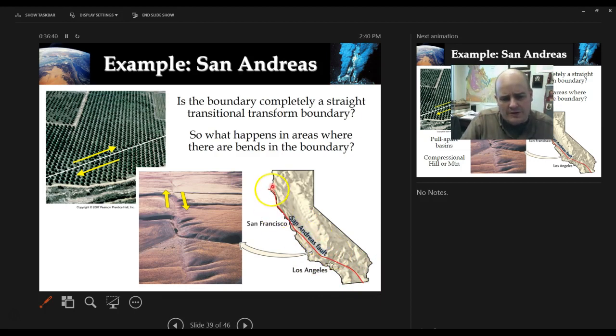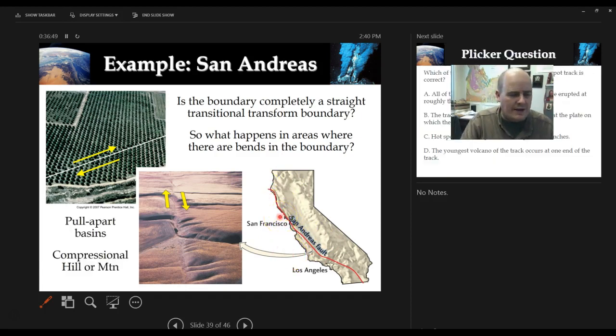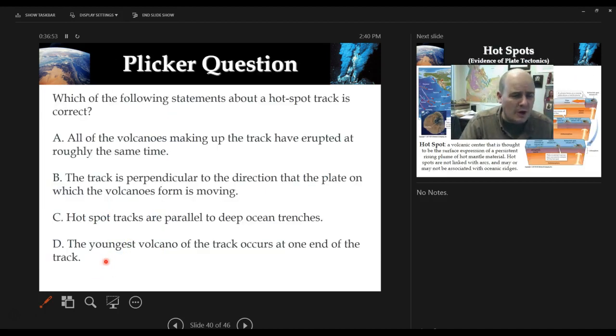If you look over here near San Francisco, you can have these valleys that form right here around San Francisco and to the north. And these are the pull-apart valleys that you have there. Okay, so you have pull-apart basins or compressional hills or mountains. So, this last question is, besides your divergent boundaries, your convergent boundaries, and your transform boundaries, there's one anomaly that we haven't talked about yet.